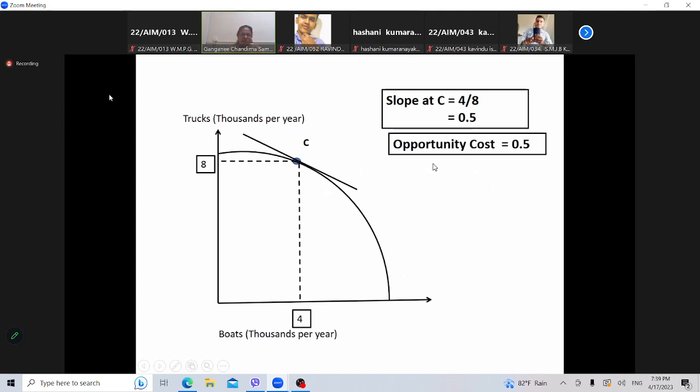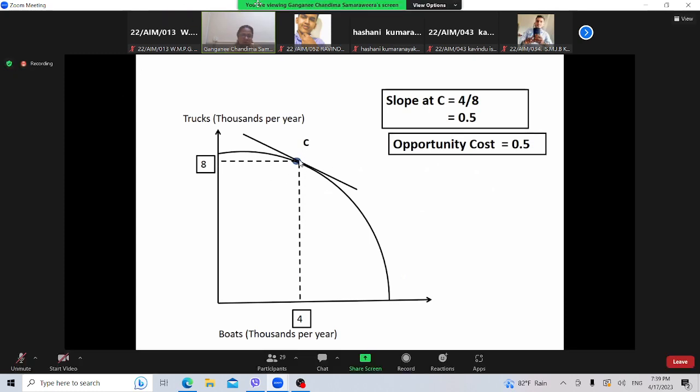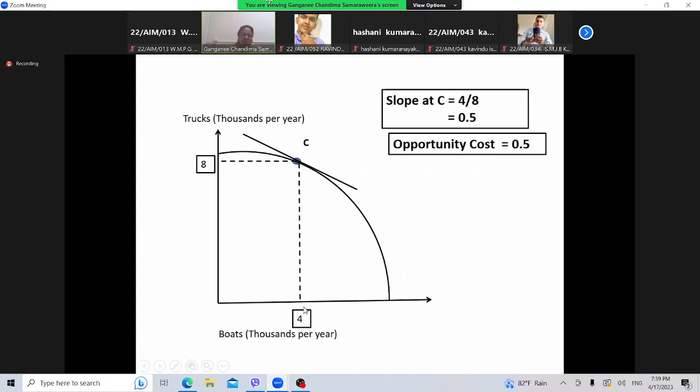Okay, so at that time, because we are producing more trucks than boats, that's why the opportunity cost or foregone cost is 0.5. You understood how to take the slope at point C?